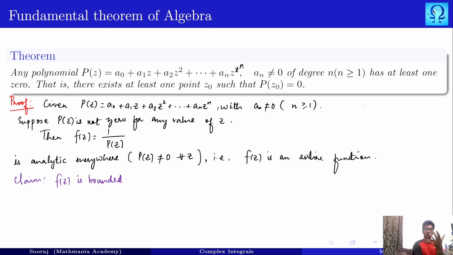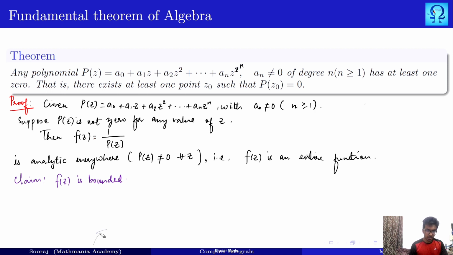If we prove that function is a constant function, that is, we are trying to prove f of z is constant by Liouville's theorem. If f of z is constant, then that trivially implies p of z is also constant. A polynomial can never be constant. That is where we will arrive at a contradiction, right?